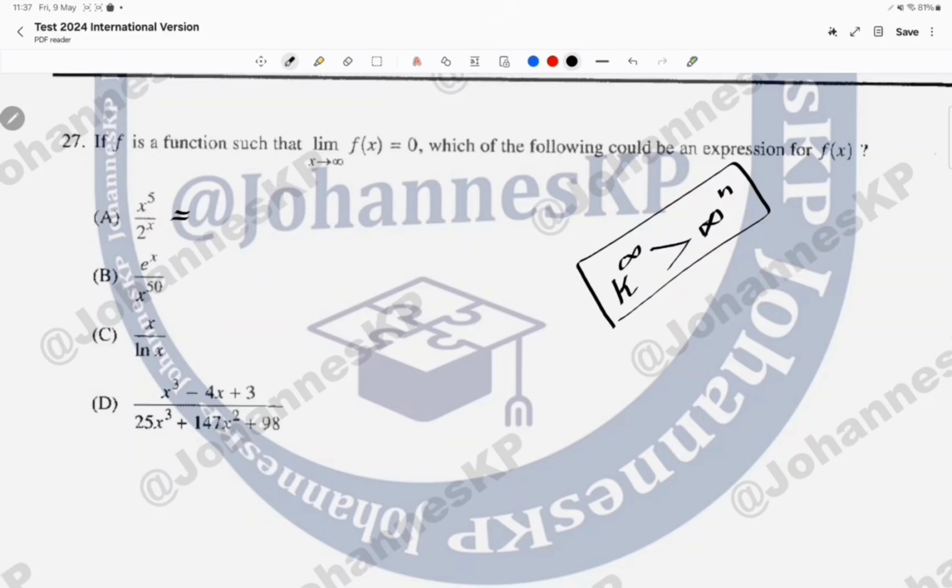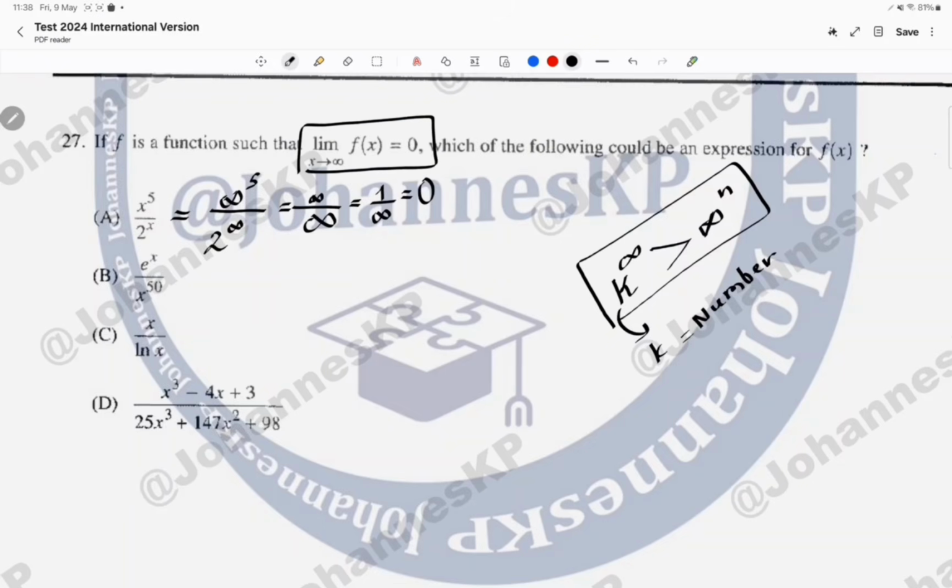So here, which one is going to be bigger, the bottom or the top? K is a number, by the way. Bottom. Because you're going to have infinity to the power of 5 over 2 to the power of infinity. The bottom is bigger. So it's like saying small infinity over huge infinity, which is like saying 1 over infinity, which is a 0. And they want a 0.